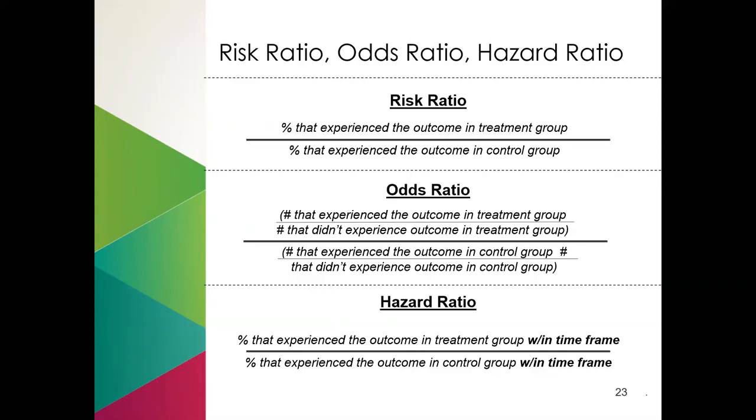And then hazard ratio, it's really similar to risk ratio. It's just that there's a time component. So you take the percent that experienced the outcome within your time frame in the treatment group and divide it by the percent that experienced the outcome in the control group within that same time frame.